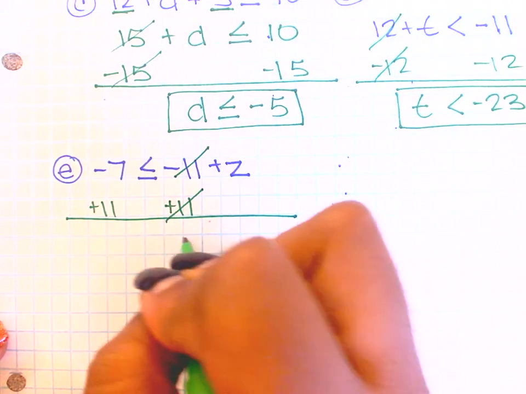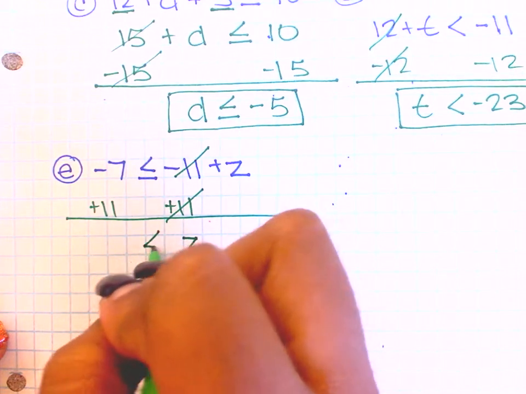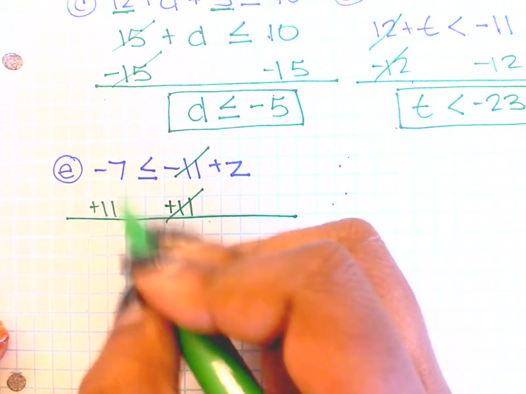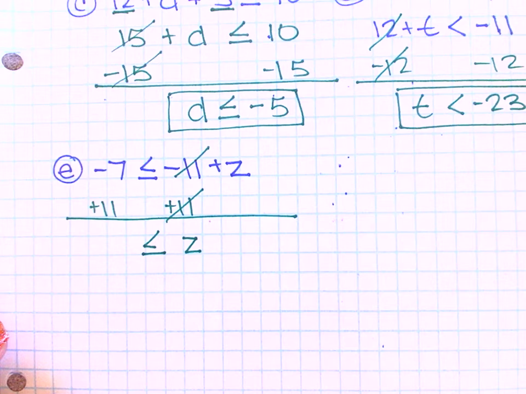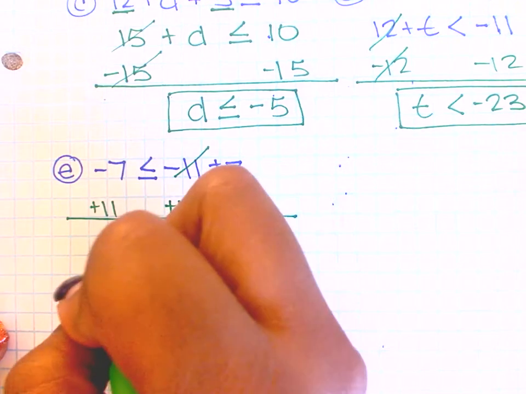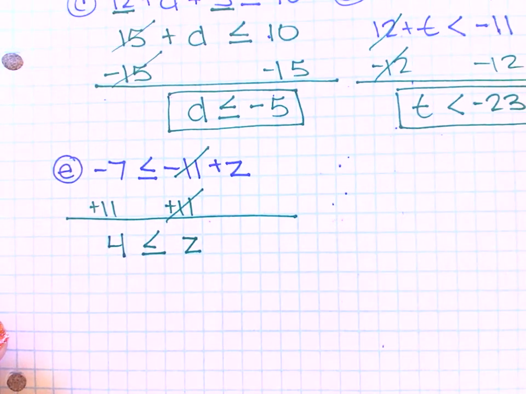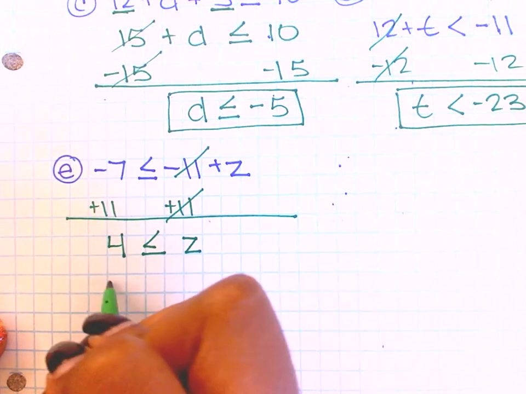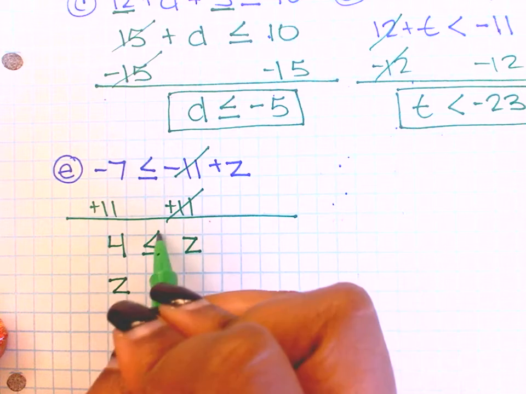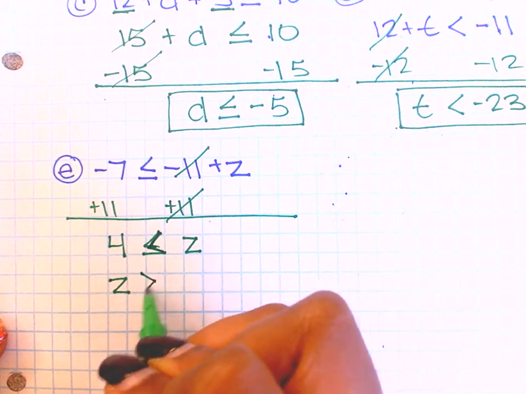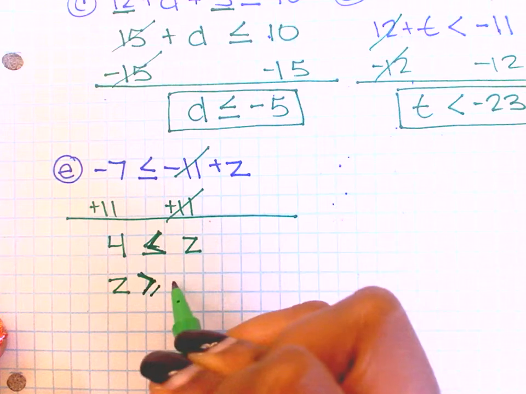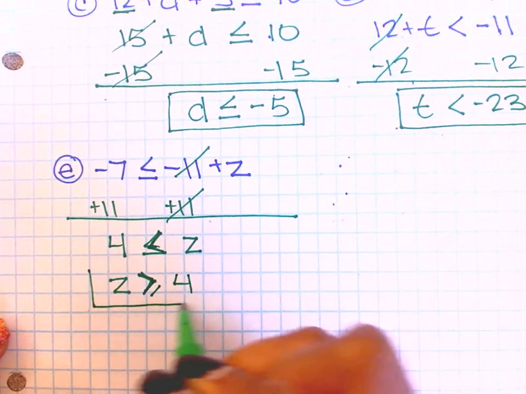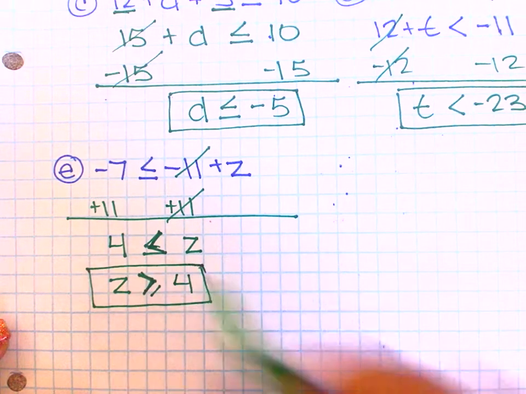Negative and positive cancel, so I'm left with z is less than or equal to negative 7 plus 11. Different signs, subtract and keep the sign of the higher number, so I know it's going to be a positive 4. Now I know I can't write my answer like that because I want the variable to come first. So z, the open part is facing the z, is greater than or equal to 4. That should be your answer.